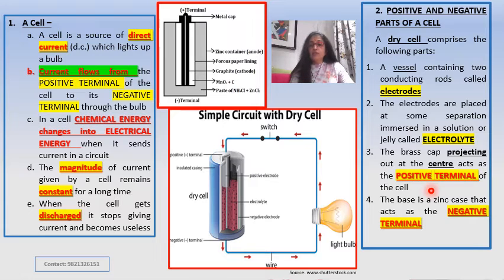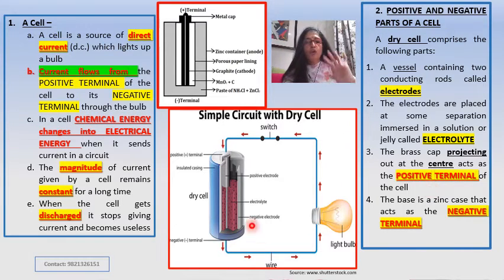So a cell consists of two conducting rods. They have to conduct electricity, right? They can't be non-conductors. Conducting rods called electrodes. Electrolyte, a jelly-like solution. A brass cap on top, that is the positive terminal. A zinc base, a case of zinc, that is the negative terminal.